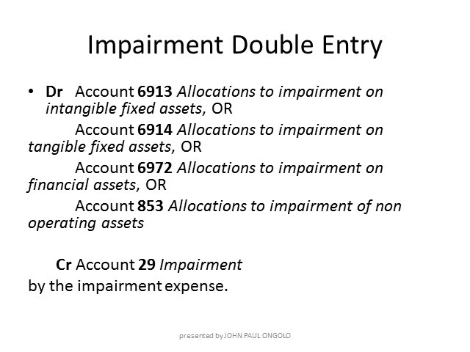So as we said, we debit the relevant account, maybe account 6913 if you are talking about intangible fixed assets, account 6914 if you are looking at tangible fixed assets, account 6972 if you are talking about financial assets, and account 853 if we are talking about non-operating assets. So we debit the relevant account and we credit the relevant account 29 impairment by the impairment expense. This is the case when we want to recognize an impairment expense.